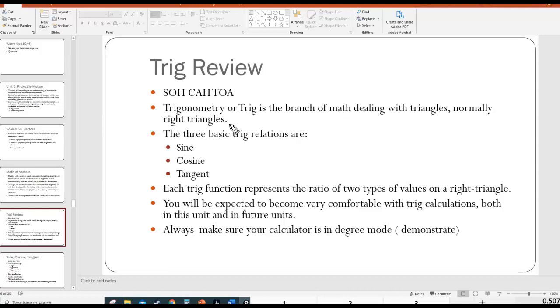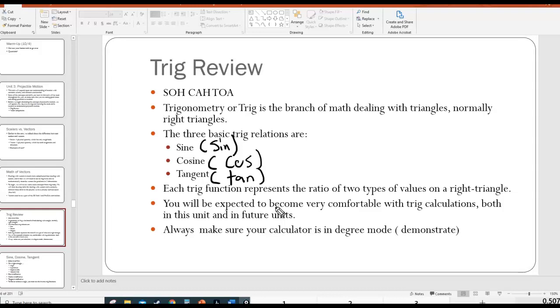Okay, now sine is often abbreviated as sin. So on your calculator, when you see sin, that is the abbreviation for sine. Cosine is typically abbreviated as cos, and then tangent is typically abbreviated as tan. So when you see these buttons on a scientific calculator, that's what that represents: sine, cosine, and tangent.